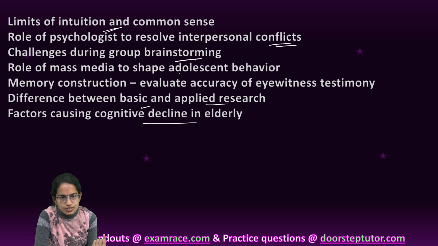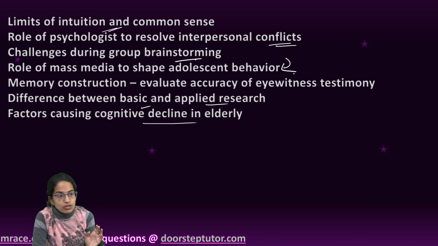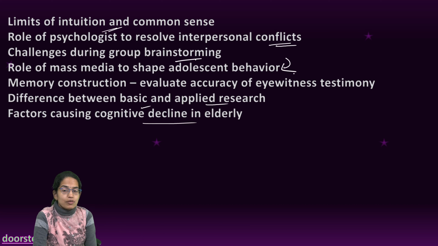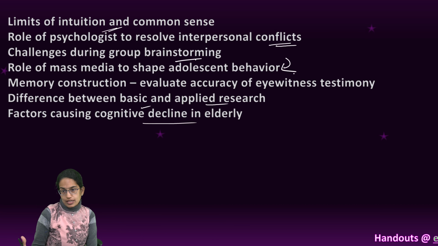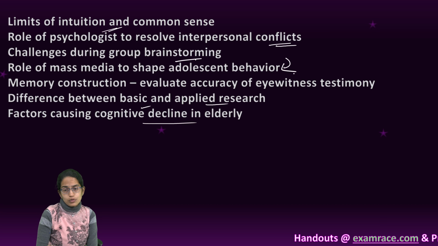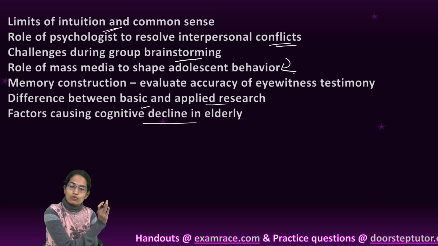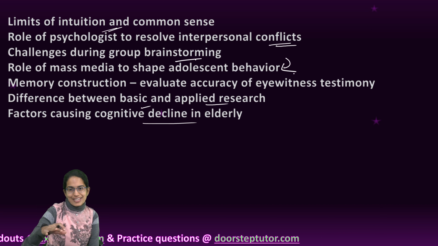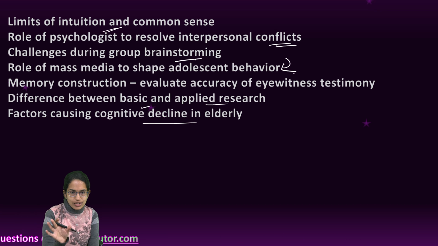The role of mass media, how it shapes adolescent behavior. Now this was again one of the important questions which was asked also in your paper 2. And as we mentioned, in the era of digital learning, a lot of electronic media has been exposed to the youngsters, and similarly mass media as well. So there it was a question on electronic media, here it is a question on mass media. But yes, adolescents and elderly have been the focus of this paper that we need to understand.